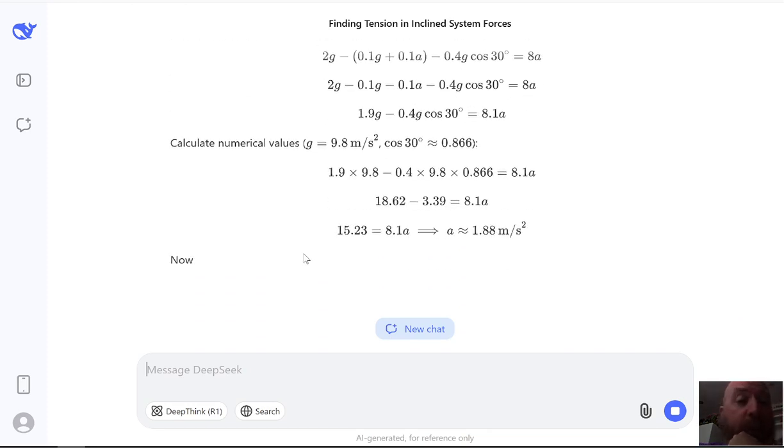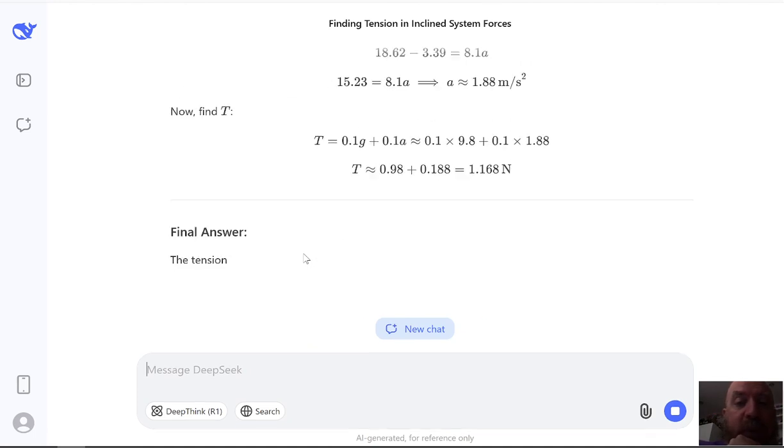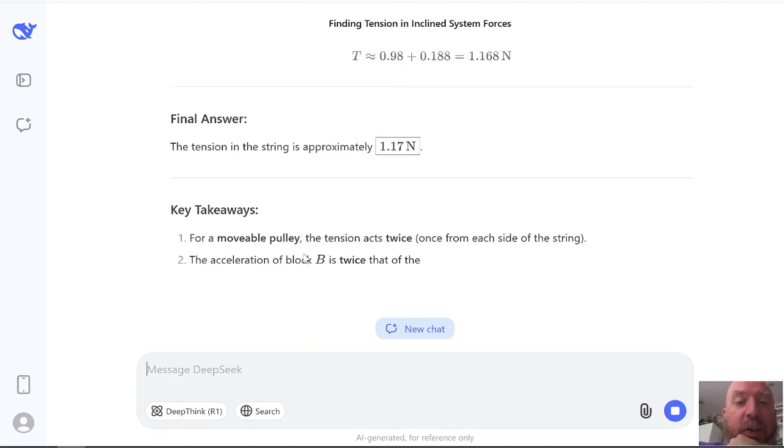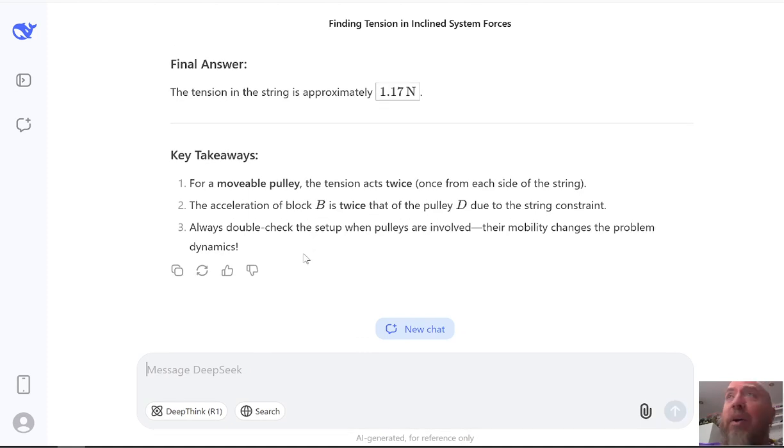Now let's see, has that worked? What's the answer? 1.17. Okay, key takeaways. Maybe it's useful to read the key takeaways first and then go up. For a movable pulley, the tension acts twice, once from each side of the string, which is the 2 T's we have. Cool. The acceleration of block B is twice that of pulley D due to the string constraint. Always double check the setup, which is very good advice.